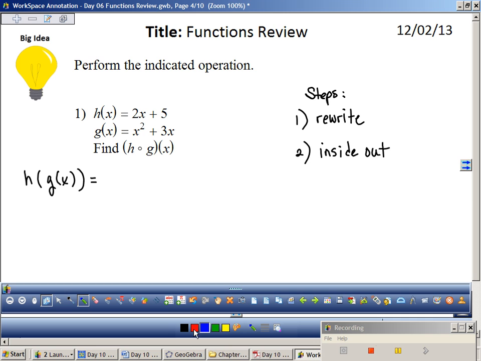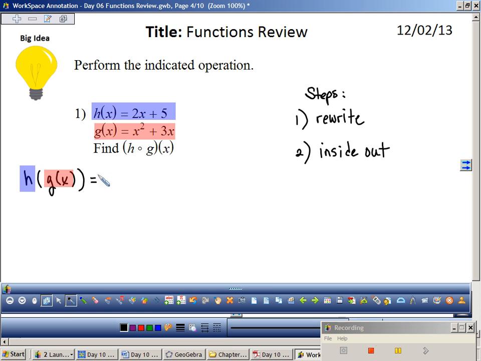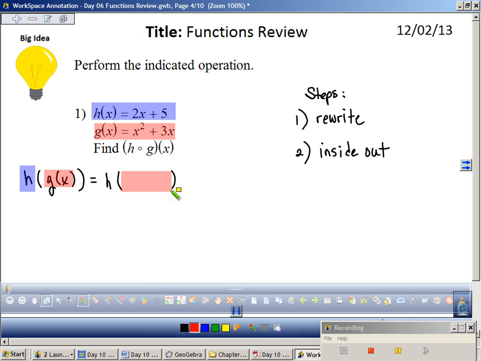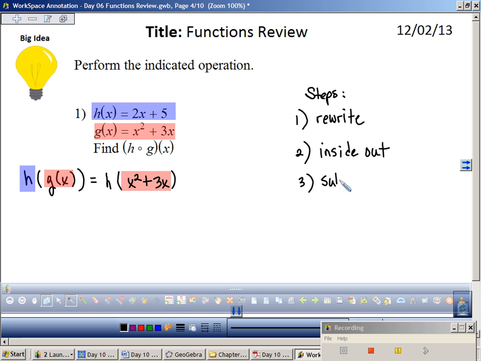So I'm actually going to use color with this. I'm going to work from the inside out. So we're going to have h of whatever g of x is. So if g of x is red, then whatever is red goes in there. So what goes in here? X squared plus 3x. So work from the inside out, and we need to substitute, right?